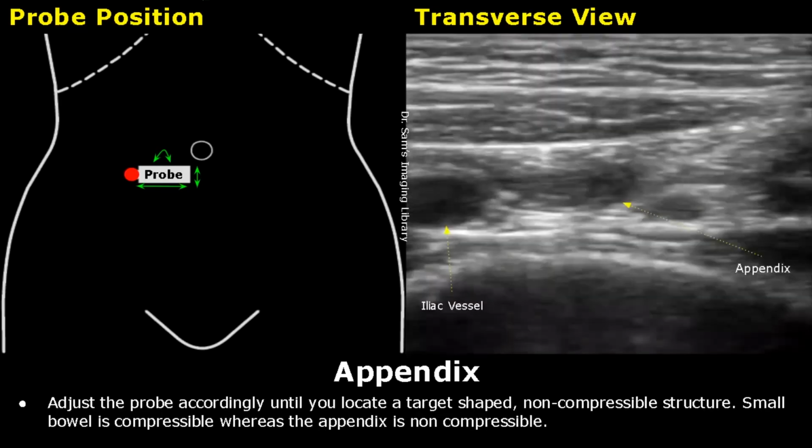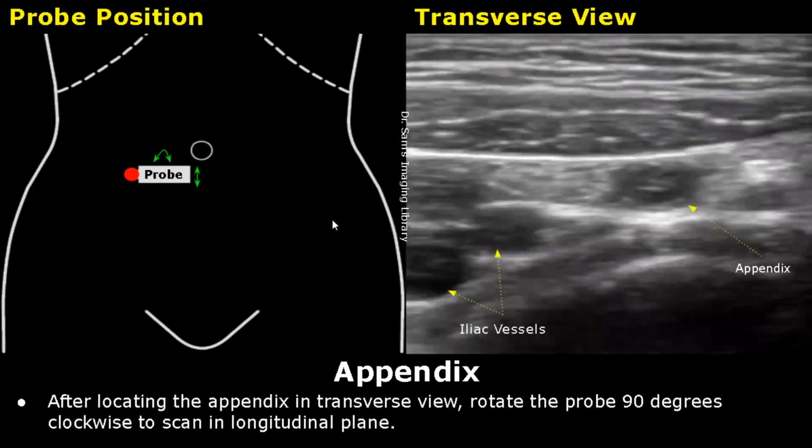Here is another image in the same location with slight adjustment of the probe. We can see the appendix, the tubular shape of the appendix right here. It is near the iliac vessel.